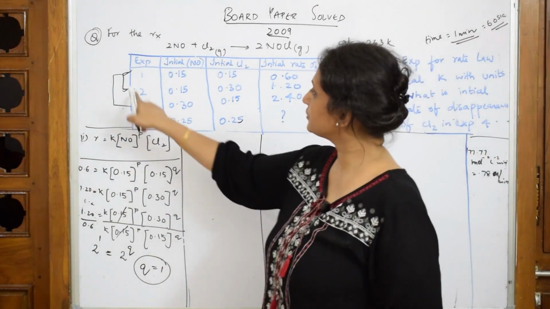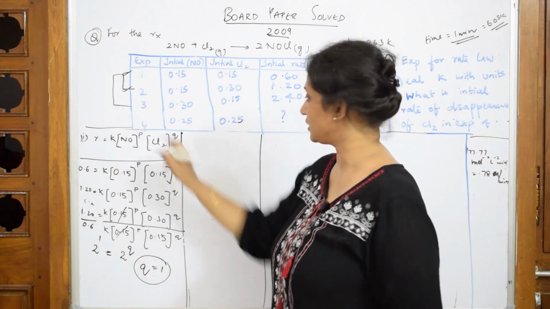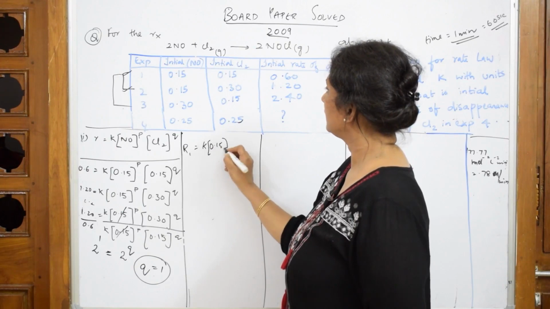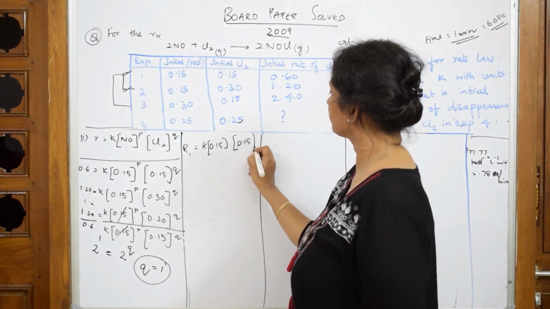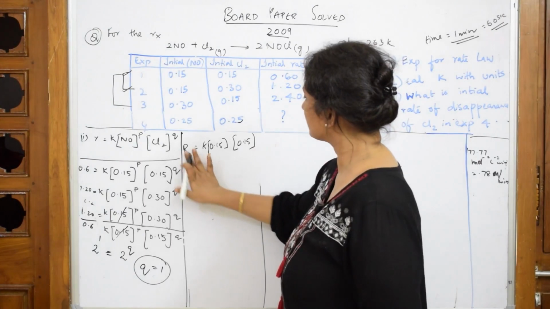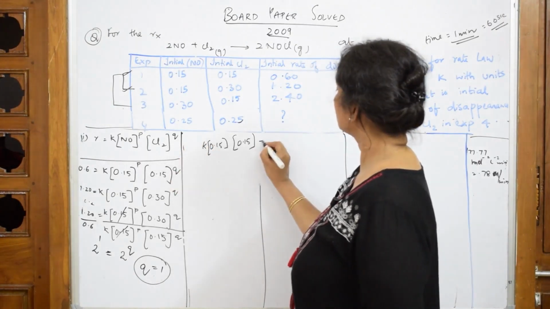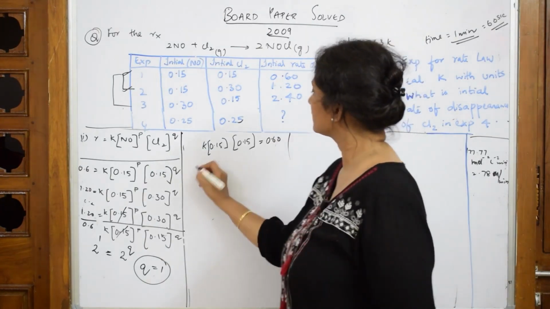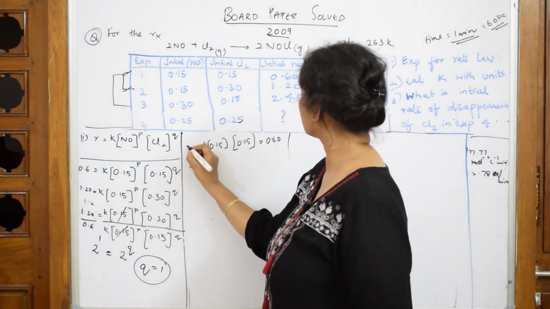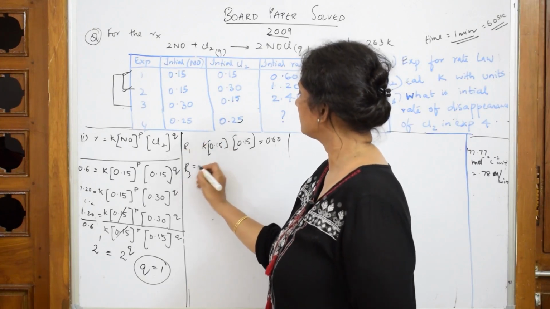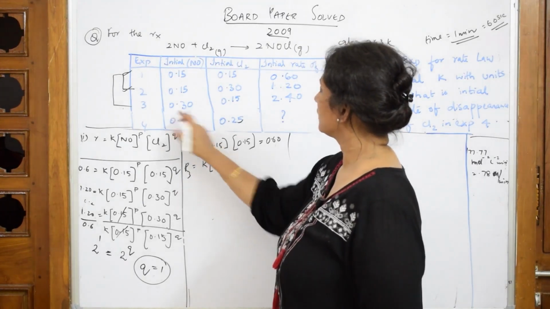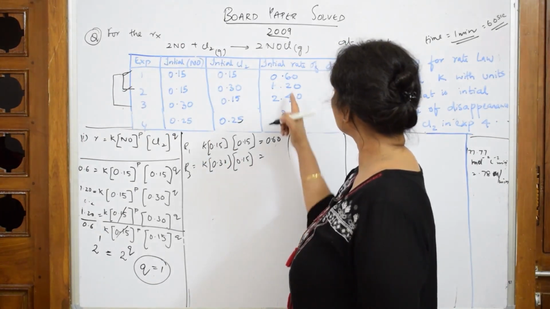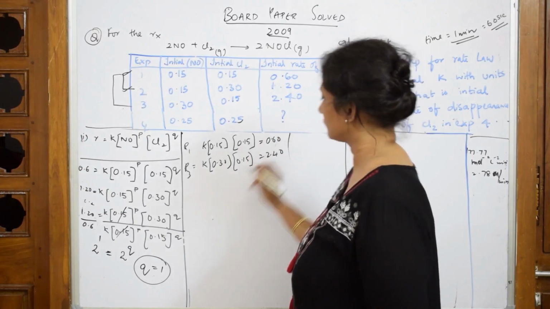What am I going to take? I'm going to take rate equation 1 and rate equation 3. R1 is equal to K into 0.15 and 0.15. The rate given to us here is 0.60. Now I pick up R3: K into 0.30 and 0.15. The rate given here is 2.40.